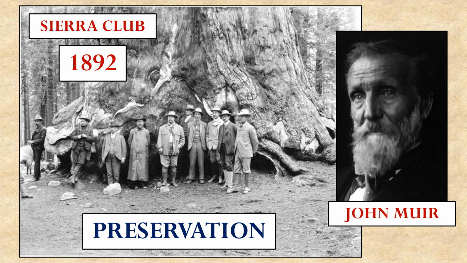He had an influence on politicians. You can see him in this photo standing near a giant sequoia tree in a national park. And beside him is Teddy Roosevelt, the President of the United States. So while he had an influence on society and led to things like the creation of national parks and preserved wilderness areas, he did not exactly win the day.